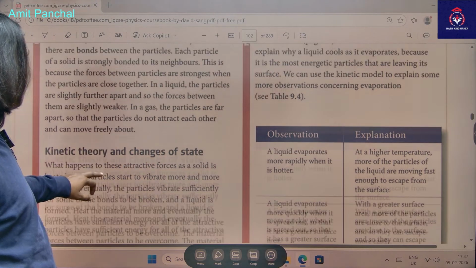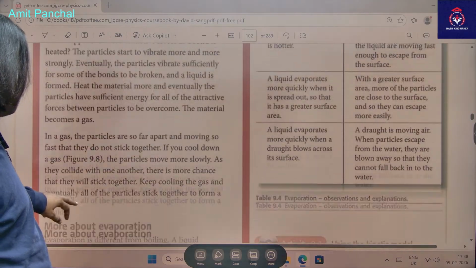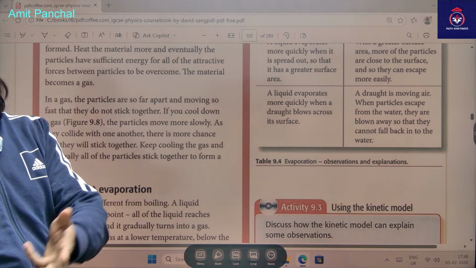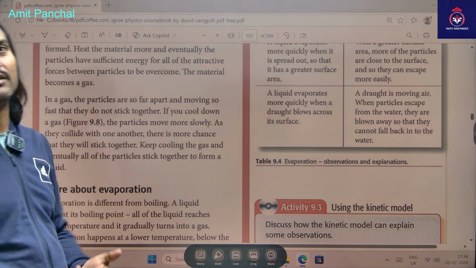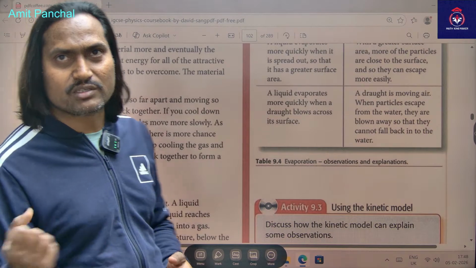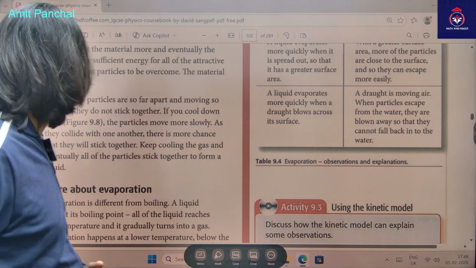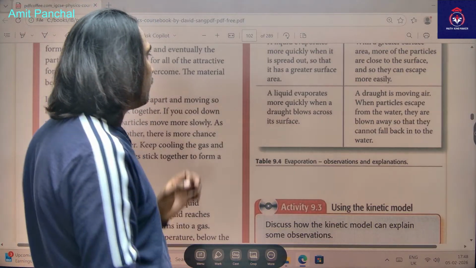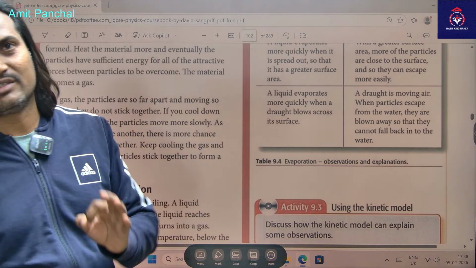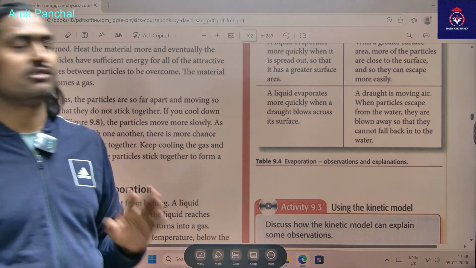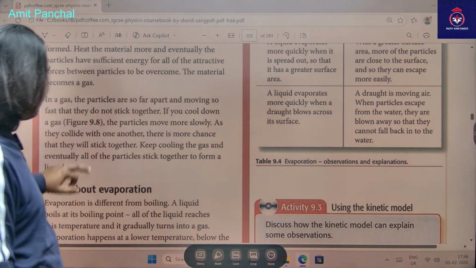Now kinetic theory and changes of state. So once you give energy, it changes its state from one state to another state. Or if you take some energy away, that also changes the state of matter. Okay. So only one thing is there: if there is a change in energy, the state of matter can be changed.